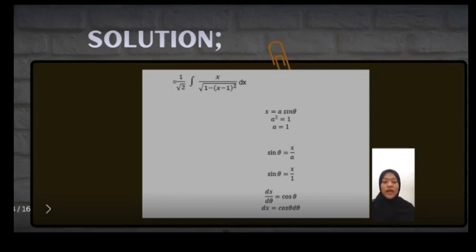So sine theta is x over 1, or sine theta is equal to x. So we will get x as sine theta. Next, we're going to differentiate dx over d theta equal to cos theta. So we will get dx is equal to cos theta d theta.